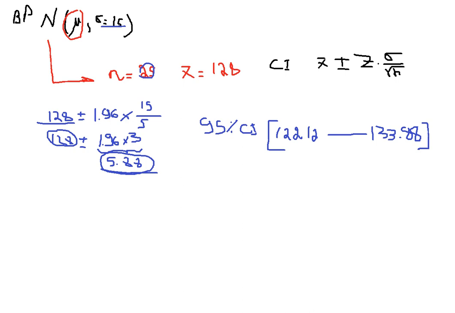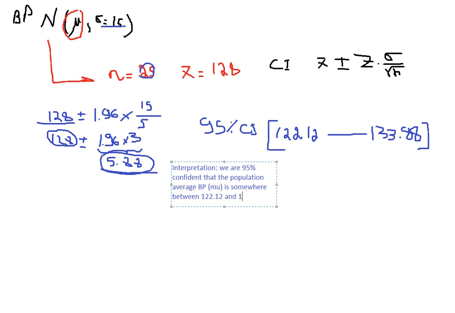Now, the second thing that you're asked is how would you interpret it? So, interpretation. The way we do the interpretation, we say we are 95% confident, not 95% probability, that the population, and notice I said population, average blood pressure, is somewhere. I don't know exactly where, but it's inside the interval, somewhere between 122.12 and 133.88. Therefore, it could be 125, it could be 130, I don't know, but this is my best shot at interpreting this confidence.